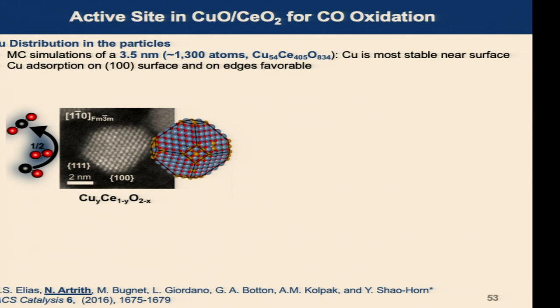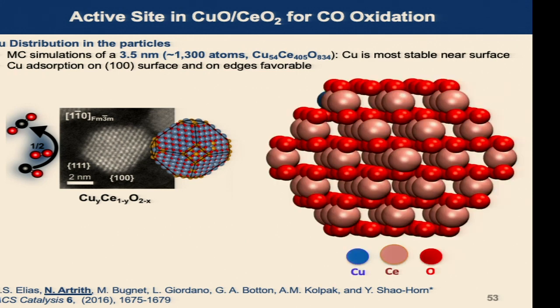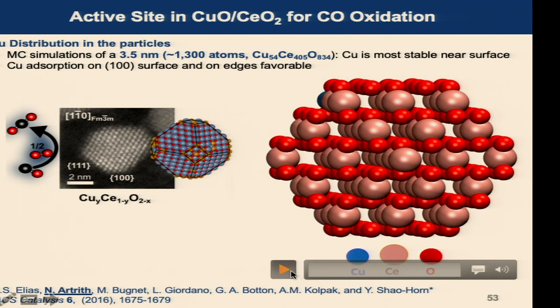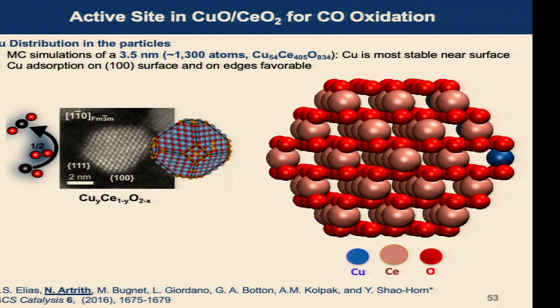I said, okay, we can try. So we started to do the DFT calculations for many different surfaces of the copper ceria oxide, and also to train and construct the potential, get the result, and then do Monte Carlo simulation to find where the copper sits or where the ceria atoms are. The blue one in this movie is a copper atom, the pink is the ceria, and red is oxygen.